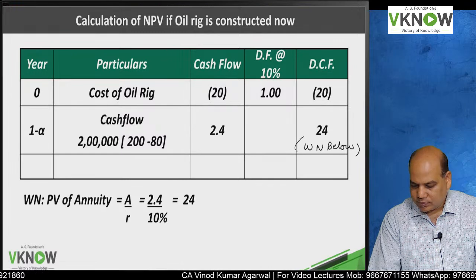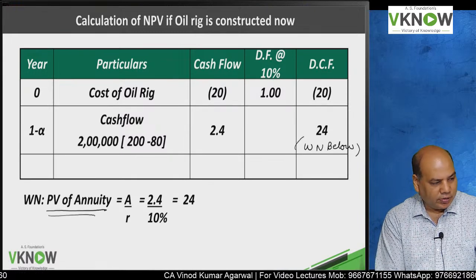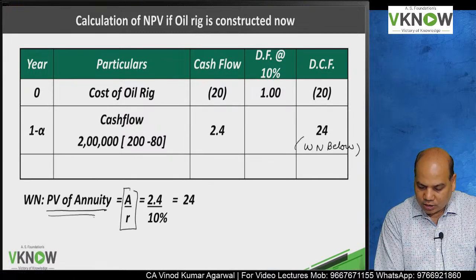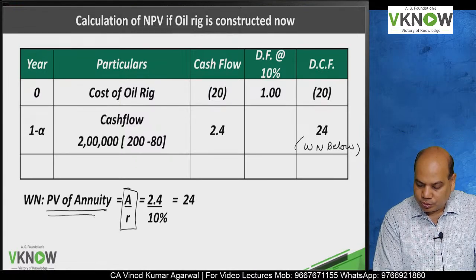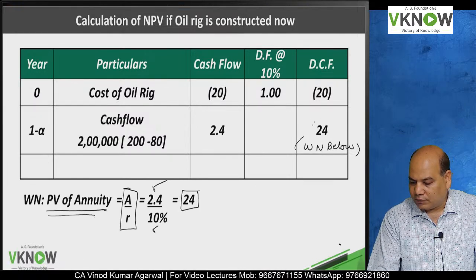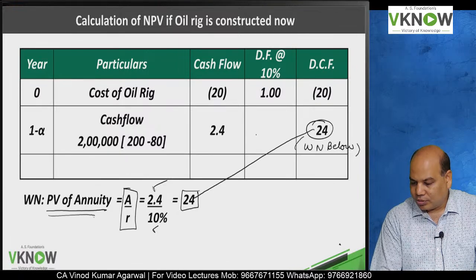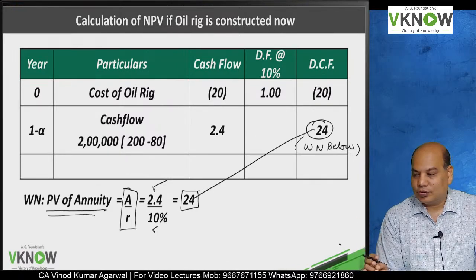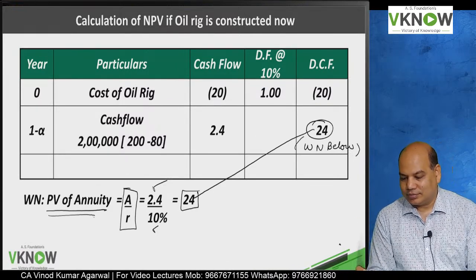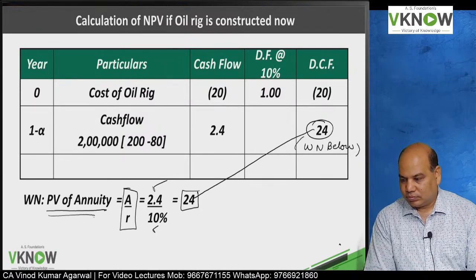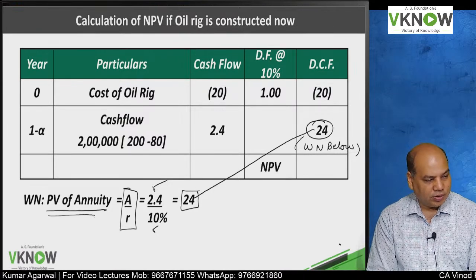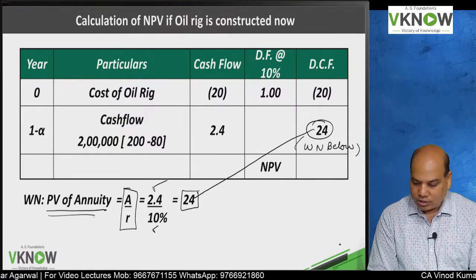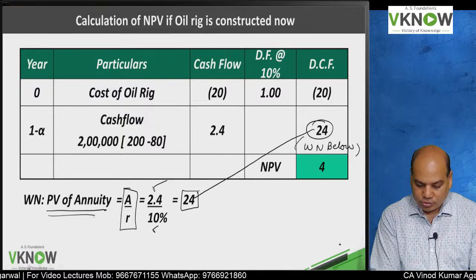Working note for this. PV of NVT is A upon R. 2.4 divided by 10%, 24. Directly write 24 here. No need to write factor. Is it right? Because it is an NVT. And now you tell me the total. Total is 4.